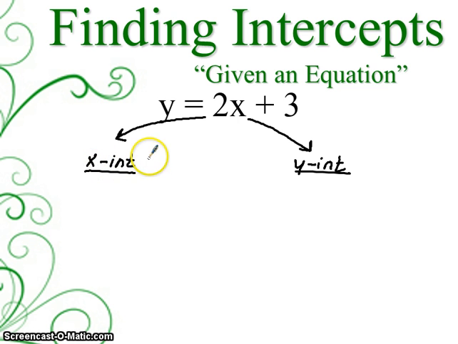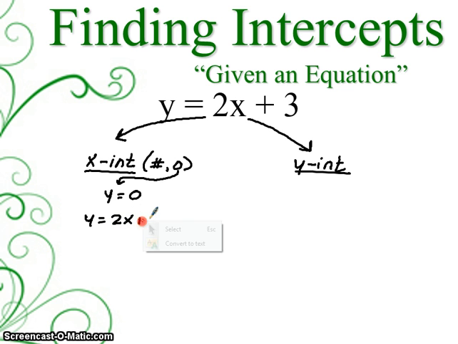We know that for the x-intercept, it always looks like a number, comma, 0. So in other words, y is always equal to 0. So we're going to take our equation, which is y equals 2x plus 3, and we're going to substitute 0 in for y. So instead of writing y, I'm going to write 0. So I have 0 equals 2x plus 3. Now, we have a one variable equation because instead of having two variables, x and y, we now only have one variable, which is x.